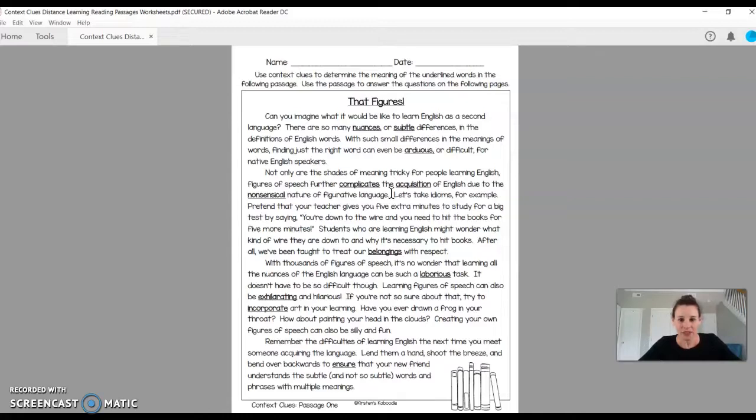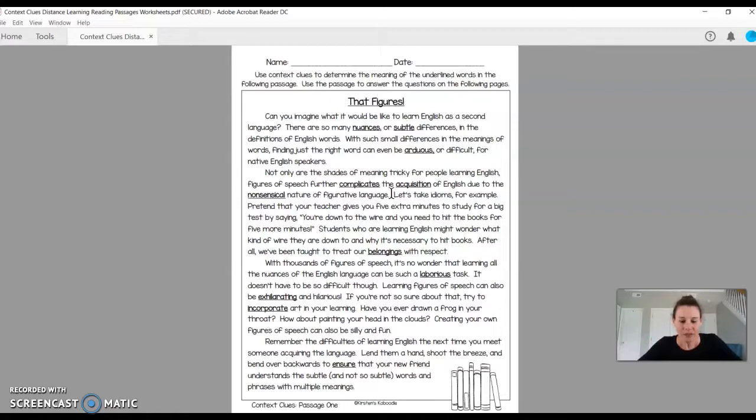Pretend that your teacher gives you 5 extra minutes to study for a big test by saying, you're down to the wire and you need to hit the books for 5 more minutes. Students who are learning English might wonder what kind of wire they're down to and why it's necessary to hit books. After all, we've been taught to treat our belongings with respect. With thousands of figures of speech, it's no wonder that learning all the nuances of the English language can be such a laborious task. And I hear that word laborious, I think labor, working.